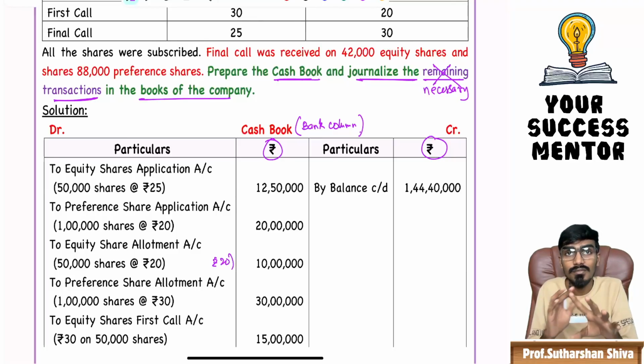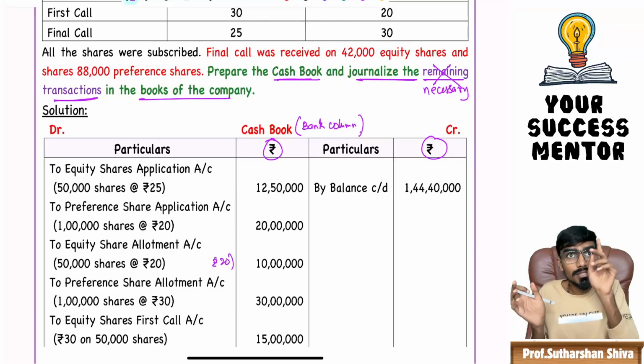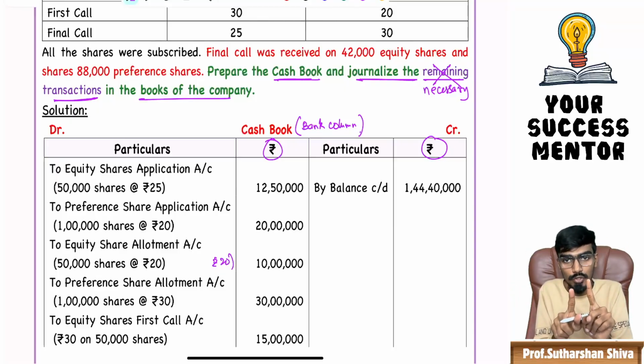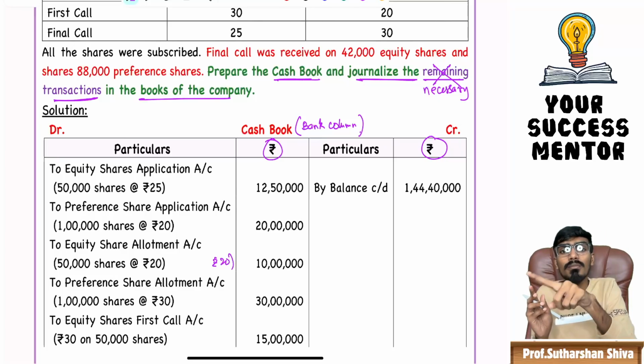In the first scenario, prepare a cash book and journalize the transactions means you should pass all the journal entries, and along with that you should prepare the cash book. If they say remaining transactions, prepare only the banking transactions in the bank column of the cash book and the remaining in the journal entries. If they say necessary, then you should prepare all the journal entries as per the format, and post it in the bank column of the cash book.